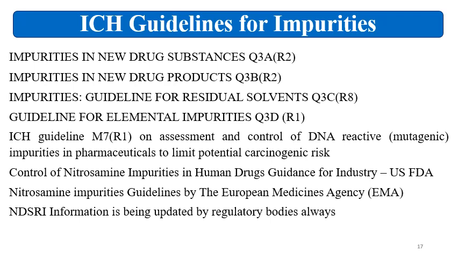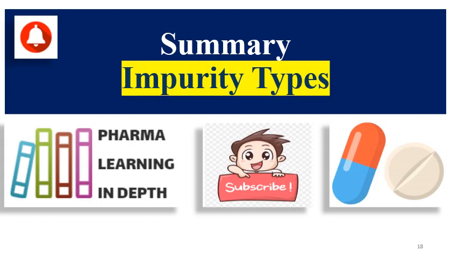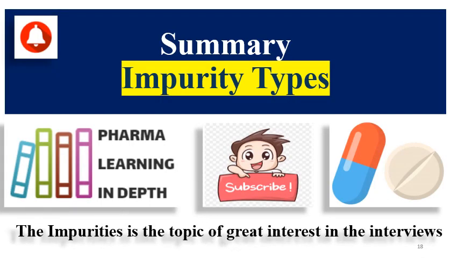Then for nitrosamine impurities you can find many more guidelines published by the USFDA and the EMA. These guidelines are updated always, and are published by different health authorities like ANVISA, EMA, Swissmedic and USFDA. So you can go through those guidelines and have a detailed understanding. So this is about the impurity types and their guidelines.